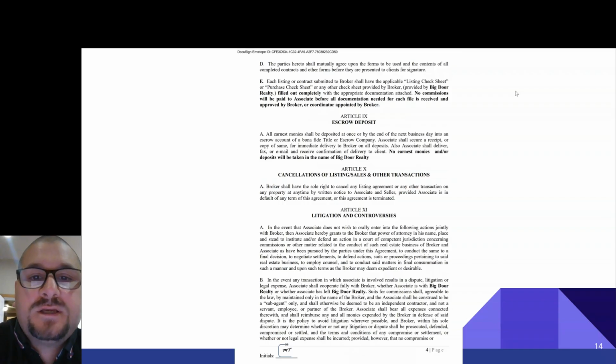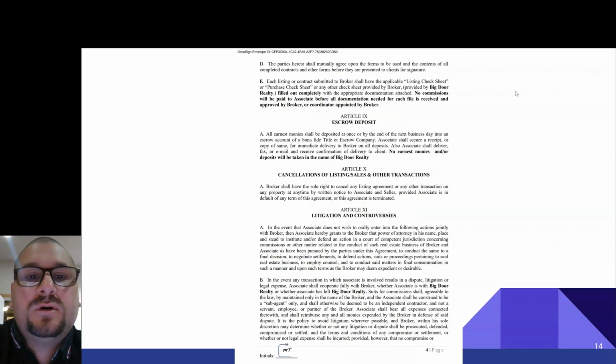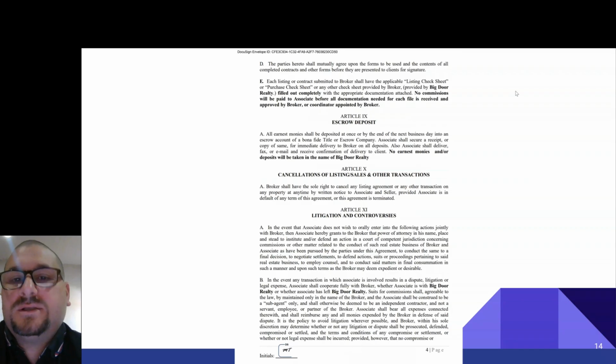All earnest monies shall be deposited at once or by the end of the next business day into an escrow account of a bona fide title or escrow company. So again, all earnest money. When you get the earnest money, who do you give it to? Escrow, right? Give it to the escrow company. Associate shall secure a receipt or copy of same for immediate delivery to broker on all deposits.